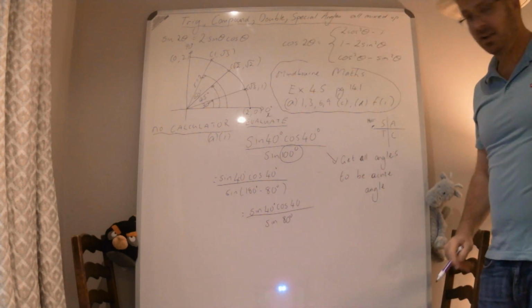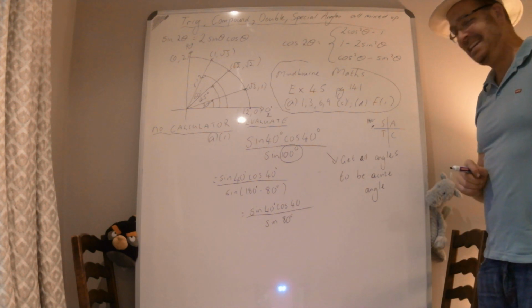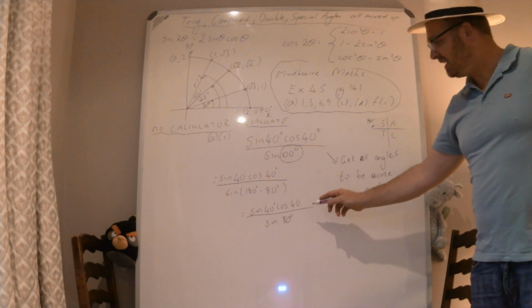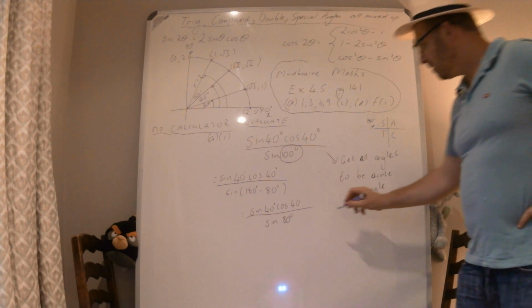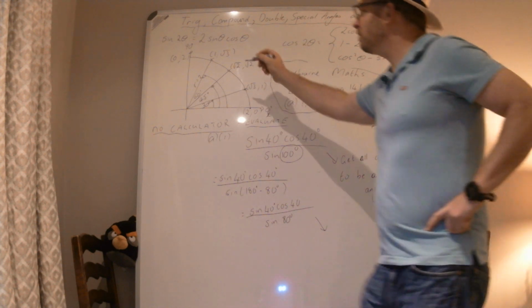sine 80. Right. Hark, you say, those are not special angles. Indeed they are not, but there is a relationship between 40 and 80 in that 80 is double 40. So there are two ways we could proceed from here. The one is we could say, well, we know we're going to use this formula here.